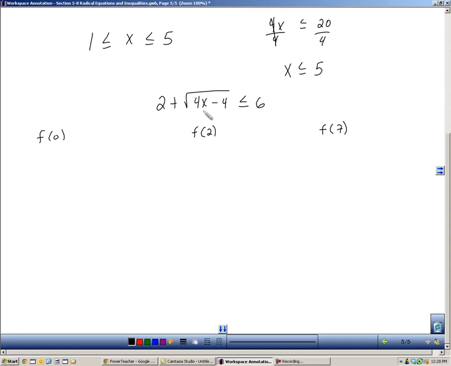So here I've taken the original inequality and I'm going to test a value that's in all three regions. I'm going to do f of 0, which means I'm going to plug in a number that's smaller than 1 to see if those numbers work. Plug in a number that's between 1 and 5, so I chose 2. You can do 3 or 4, whatever. And then I also chose a number that's bigger than 5, so I'm going to do 7. You might want to pause the video and come back and see which one of these regions work.